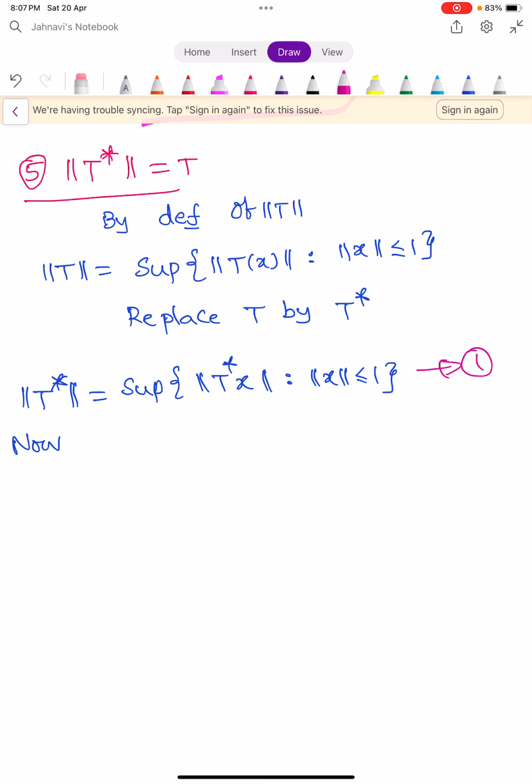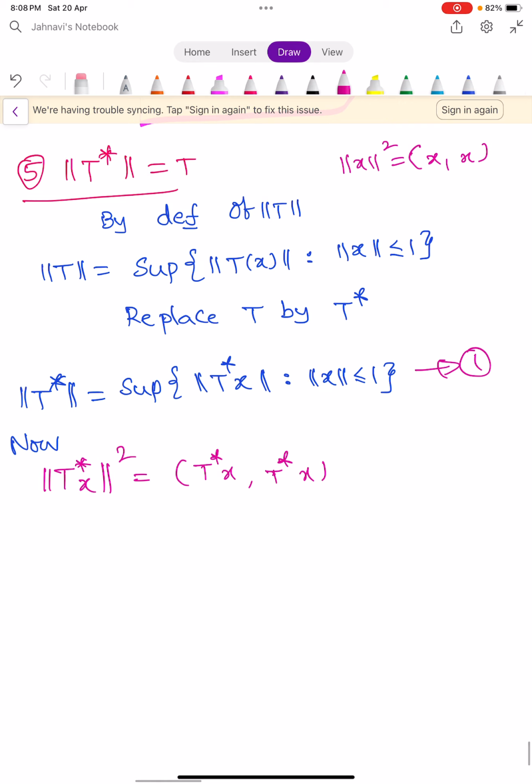We write the norm T star. Now let us consider norm T star x whole square. Everybody knows that norm x square is equal to the inner product of x comma x. In a similar manner, norm T star x whole square can be written as the inner product of T star x, T star x. If you shift this T star to this side, it becomes simply T star x comma x. So this is nothing but T star x comma x.